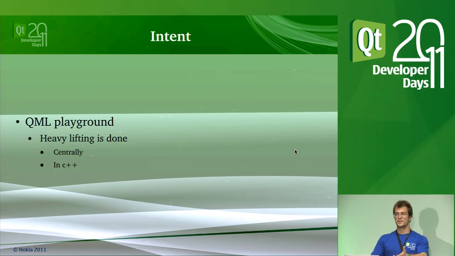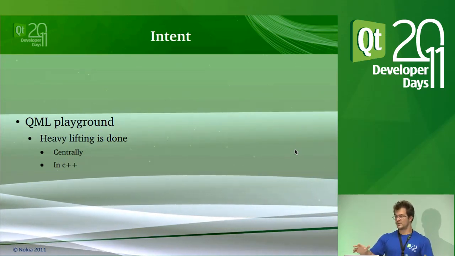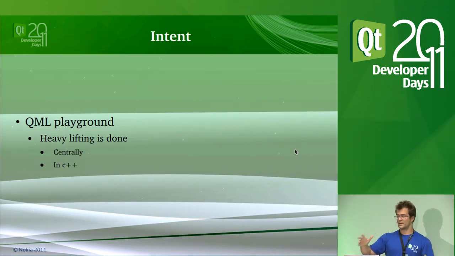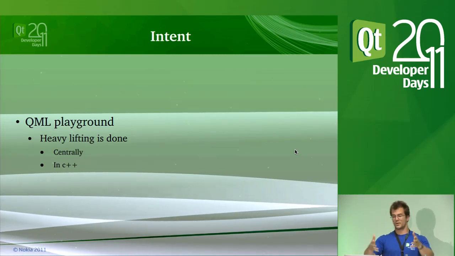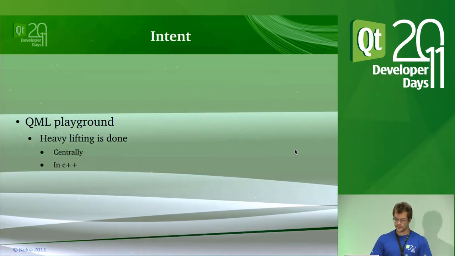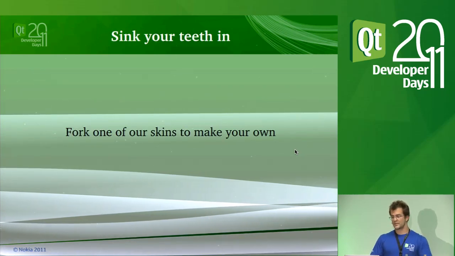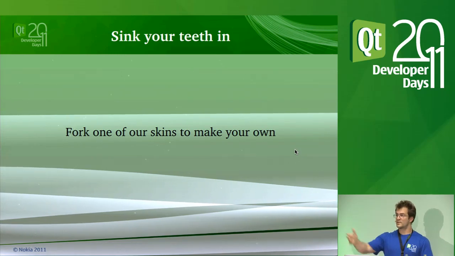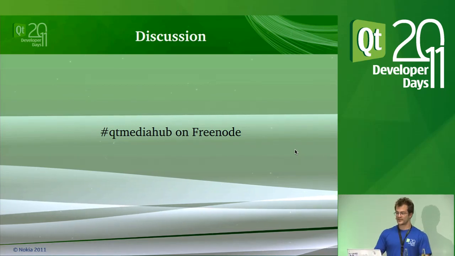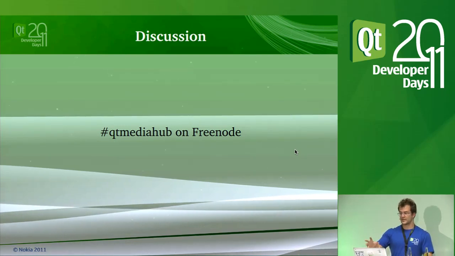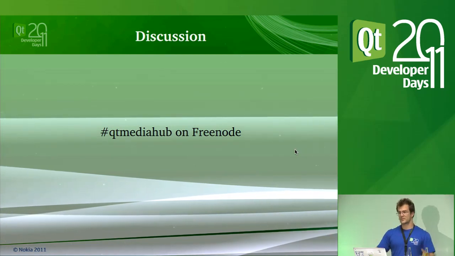The intent of this project is to be something of a QML playground. As mentioned, we've done the heavy lifting. You should be able to go through with QML and do whatever you need to do, or rather just ignore the data collection and focus more on the representation and see what is possible. The ideal would be that you guys would sink your teeth into it and fork one of our skins to make your own. We're perpetually forking each other's skins, and engaging in political discussions. So it's very straightforward to get to work and start modifying things and seeing quick results.